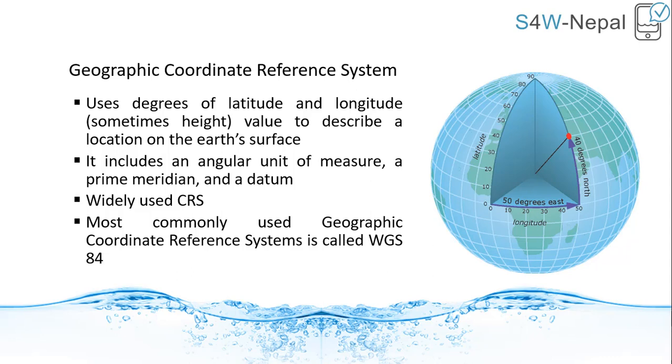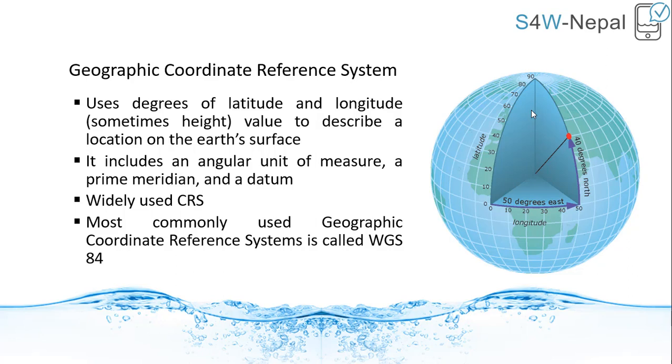Geographic Coordinate Reference System. The Geographic Coordinate Reference System uses degrees of latitude and longitude, and sometimes also a height value to describe a location on the Earth's surface. It includes an angular unit of measure, a prime meridian, and a datum. Its use is very common, and the widely used Geographic Coordinate Reference System is World Geodetic System WGS 84.